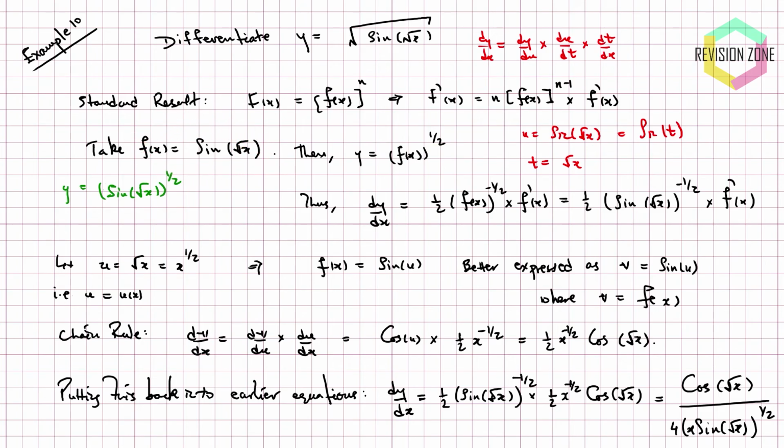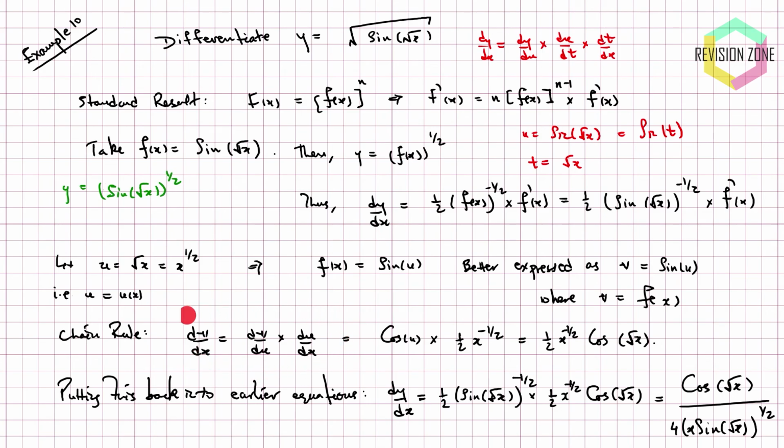So I can say let u be equal to root x. So my sine of root x just becomes sine of u, which is what I have here. But of course, that's what we defined as our f of x. So my f of x is now sine of u. But this is exactly the point, which is my u as a function of x, right? Which is what I've said here. So I've actually got a chain going on there. And so I want to use the chain rule.